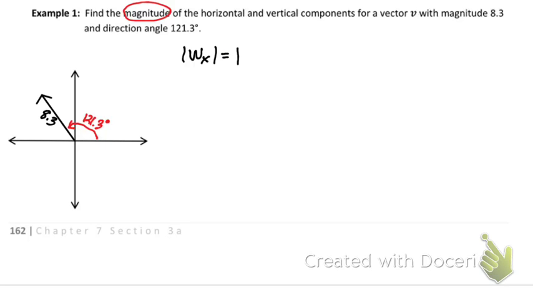Well, our horizontal is r times the cosine of theta, where r is the length of our vector. So in this case, it's going to be the absolute value of 8.3 times the cosine of our theta. Our theta is always going to be our directional angle. So that is going to be 121.3 degrees.